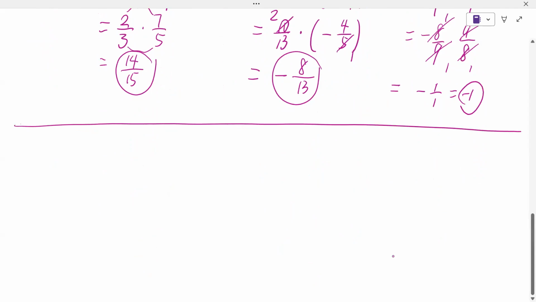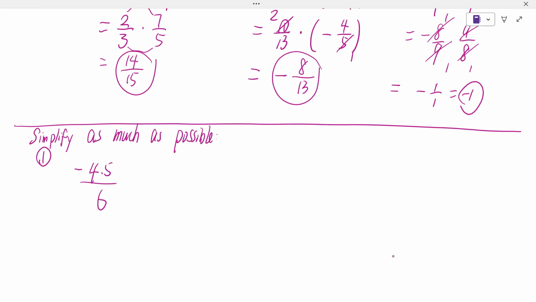All right, and then we have some other type, right? Let's say something like simplify as much as possible. So the first one is minus 4 times 5 over 6. And we have something like this. First of all, we simplify on top first. So 4 times 5, 20 over 6.